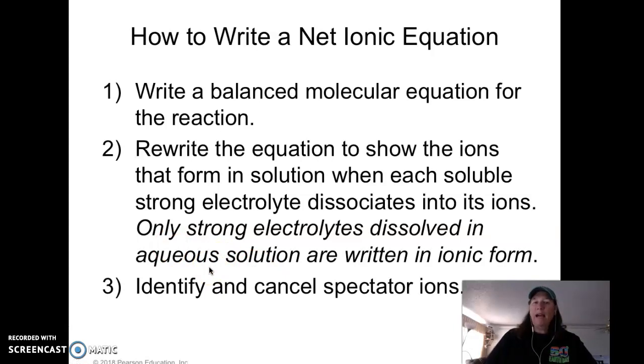Okay, and then identify and cancel the spectator ions. If they're the same on both sides, you just cross them out. Okay, they're watching. They're spectators. All right, they're not really involved in the reaction. So you cross those out. So you get your total ionic equation, and then your net is when you get rid of the spectators. So really what you do with a net ionic is you have the two reactants that form the precipitate, and that's what you end up with.